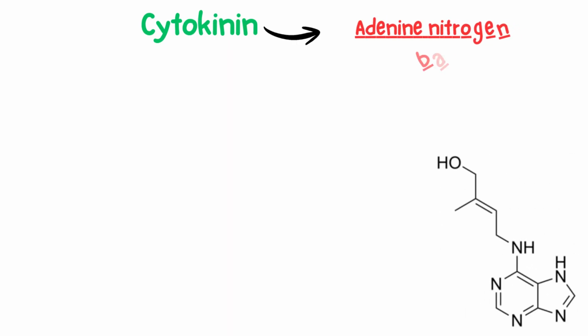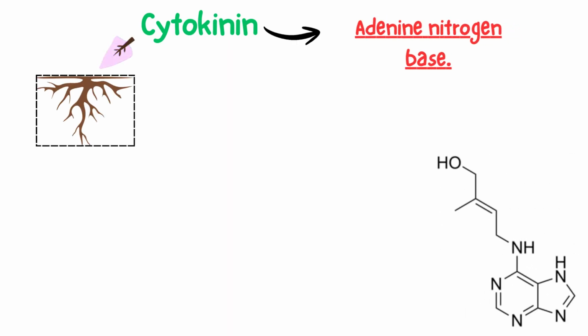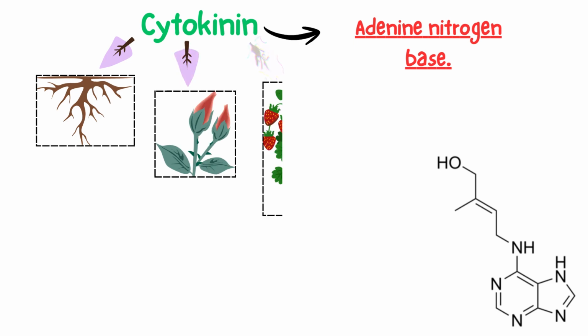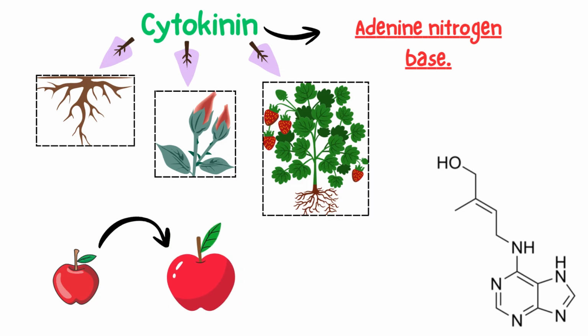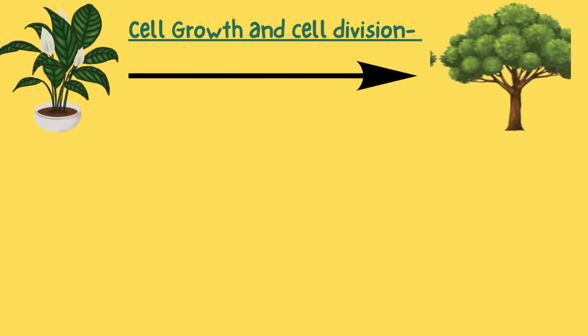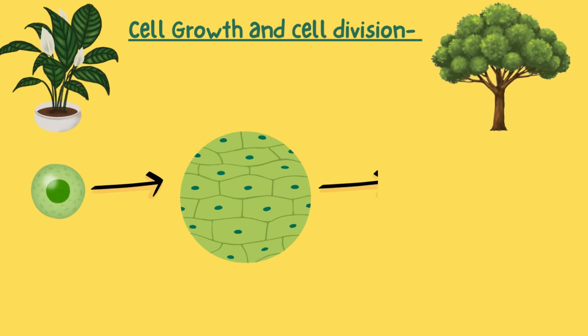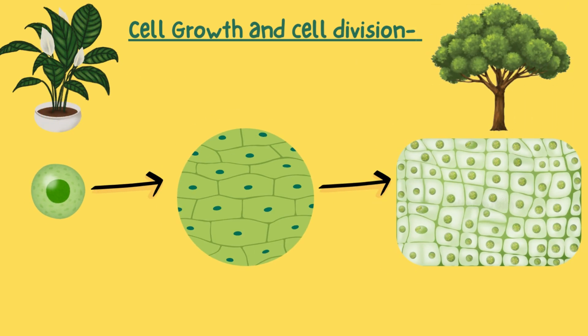Now, we're going to talk about the last plant growth promoter, cytokinin. Cytokinin is an adenine nitrogenous derivative, which is mostly found in tips of growing roots, growing buds, and young fruits. It also plays a vital role in enhancing the size of apples. Cytokinin promotes cell growth and cell division. It induces rapid cell divisions in meristematic zones, thus leading to rapid plant growth.